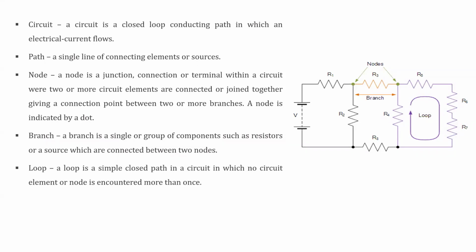Now we see what you mean by a loop. I read the definition here. A loop is, let me use a ledger. A loop is a simple closed path in a circuit in which no circuit element or node is encountered more than once. I repeat here, it is a closed path in a circuit in which no circuit element or node is encountered more than once. If that is the case, that is called a loop here.